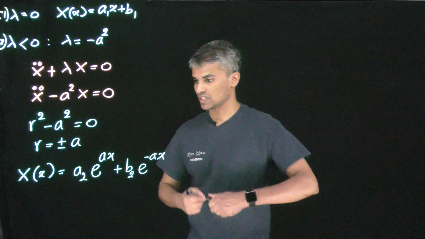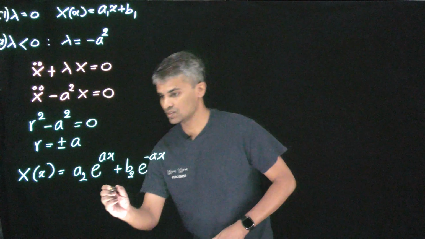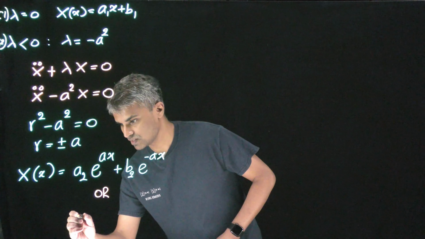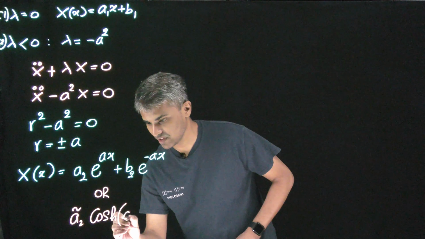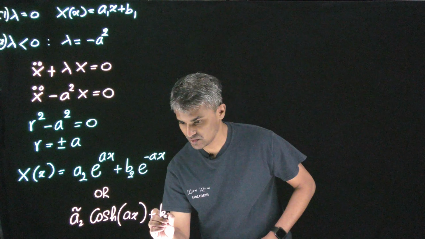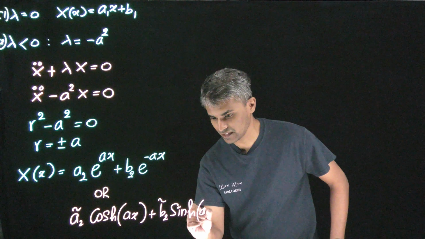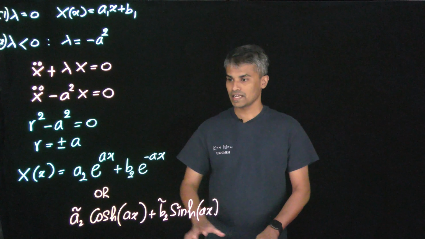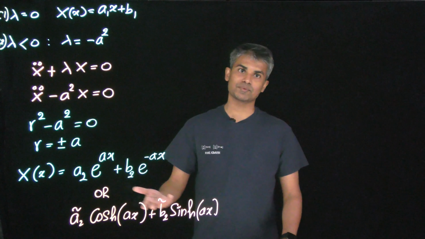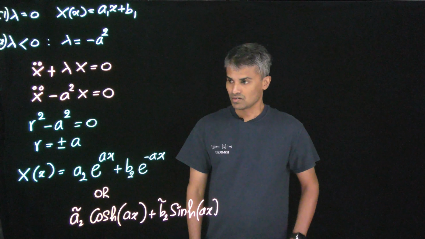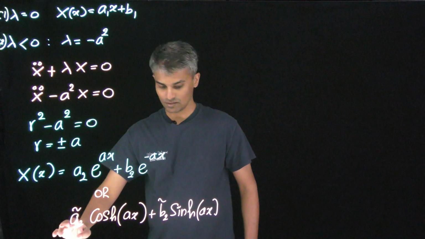Or sometimes some authors write the same solution using hyperbolic trig functions. So, let us say a2 tilde hyperbolic cosine of ax plus b2 tilde times hyperbolic sine of ax. Again, these two solutions are equivalent, and these are two ways to express the same solution. So, for negative lambda values we have X of x equals this.